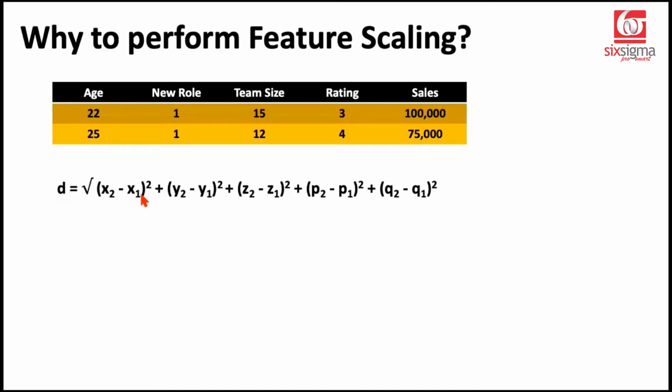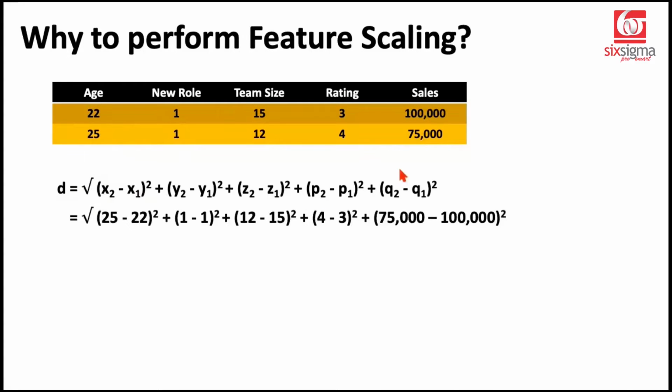Let's put these values here. Let's say this is x1 and this is x2. This is y1 and y2 and so on and so forth. This is q1 and this is q2. Let's just plug all these values here. This is what we get. And if we just solve this to the next step, we'll have to just take the differences and square them.